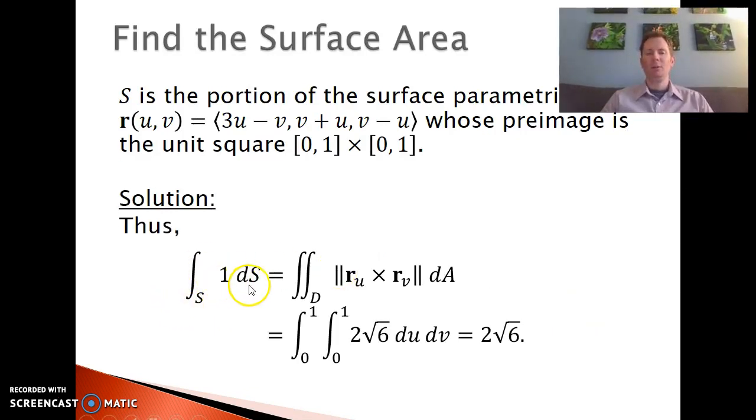So the integral of 1 ds, this is what represents our surface area, is equal to the double integral over our domain D of the magnitude of the cross product of the partial derivative vectors, dA. We found the magnitude of the cross product of the partial derivative vectors was 2 root 6, and then our domain D is a square from 0 to 1 and 0 to 1. So we integrate du dv, or you could alternatively integrate dv du. In either case, it doesn't matter, we get 2 root 6 as the surface area of the surface above [0, 1] by [0, 1].